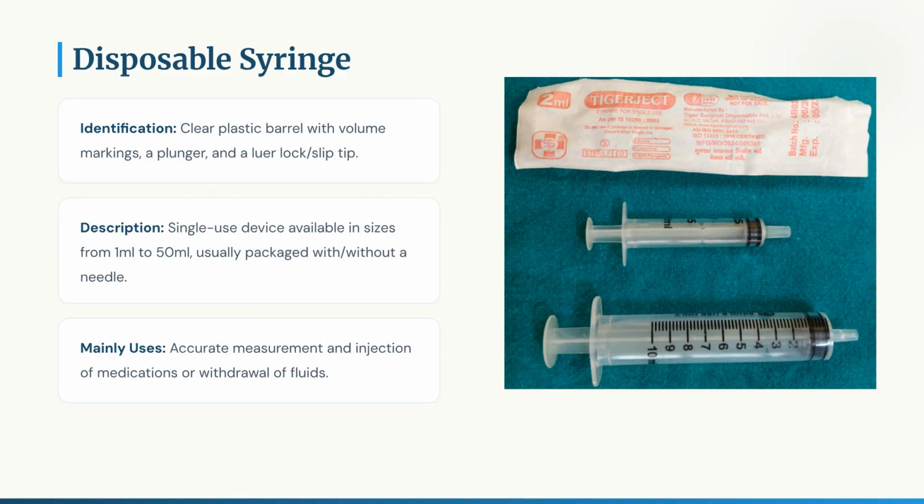The disposable syringe is a single-use device with a clear plastic barrel and volume markings. It is used for the accurate measurement and injection of medications or the withdrawal of fluids.